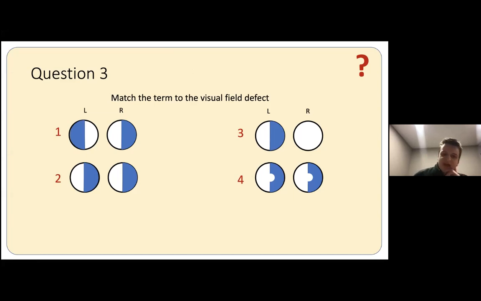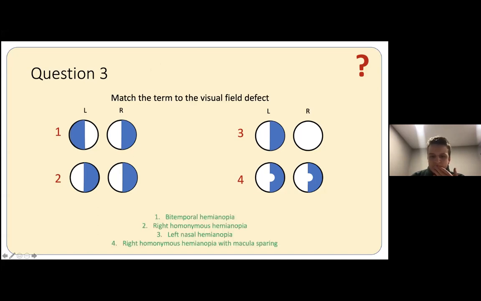Right, homonymous hemianopia with macular sparing. That's right. So the difference between 2 and 4 is macular sparing is seen when one hemisphere of the visual cortex is affected. So that's where you get macular sparing. So if you have a stroke in just one side of the visual cortex. So those are the answers.